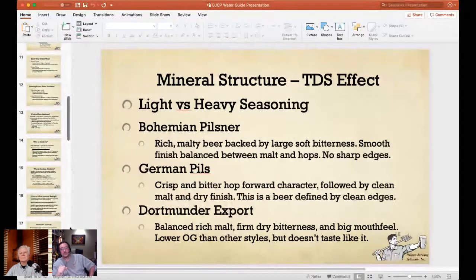You go to Dortmunder Export, and here is a beer that's actually a smaller beer than the other two styles typically, but it doesn't taste like it. It's because you have higher mineral character in the water that is better supporting all of those malt and hop flavors. And so it is a full-bodied beer. It is a rich beer, but it is actually a slightly smaller original gravity than the other styles, but it doesn't taste like it.